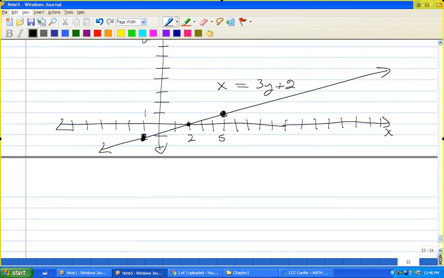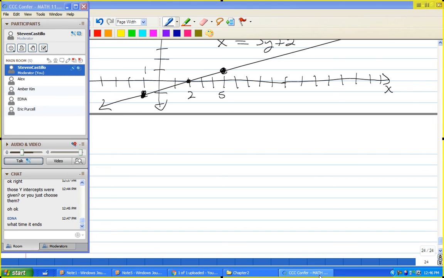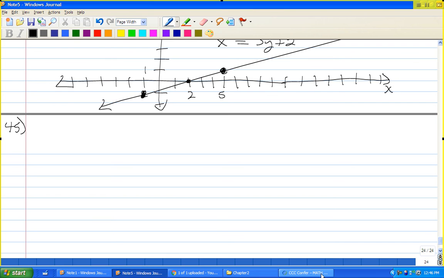Let me do problem number 45. What time does it end? Let's see. I have 10 more problems, which should take about 14 more minutes. So I should be able to get done with those last few, so that I've done them all.